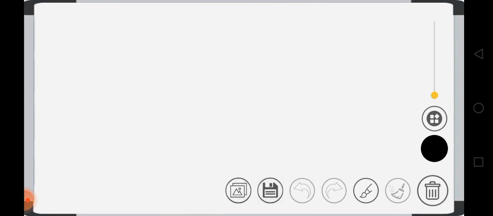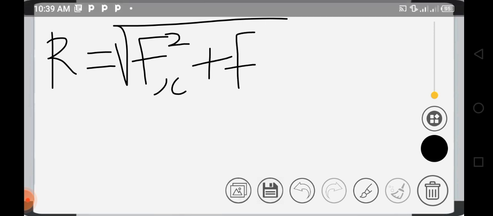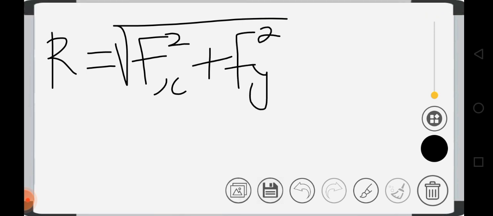So let's say we have a question of this nature. How are we going to find the components of the force? Now, they can also ask you to look for the resultant. The resultant will be equal to the square root of what you got in the x, you square it, plus what you get in the y, you also square it. That is all.